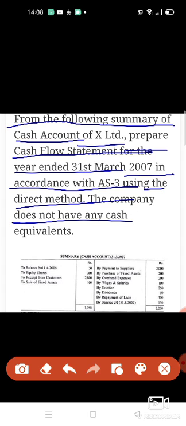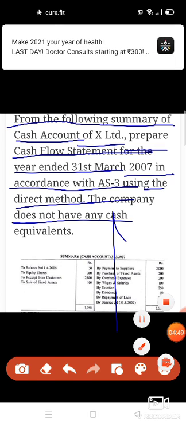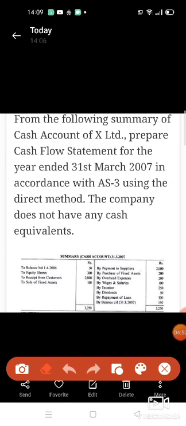Summary cash account, 31st March 2007. To balance b/d, to equity share, to receipt from customers, to sale of fixed assets, by payment of suppliers, by purchase of fixed assets, by overhead expenses, by wages and salary, by taxation, by dividend, by repayment of loan, by balance c/d.